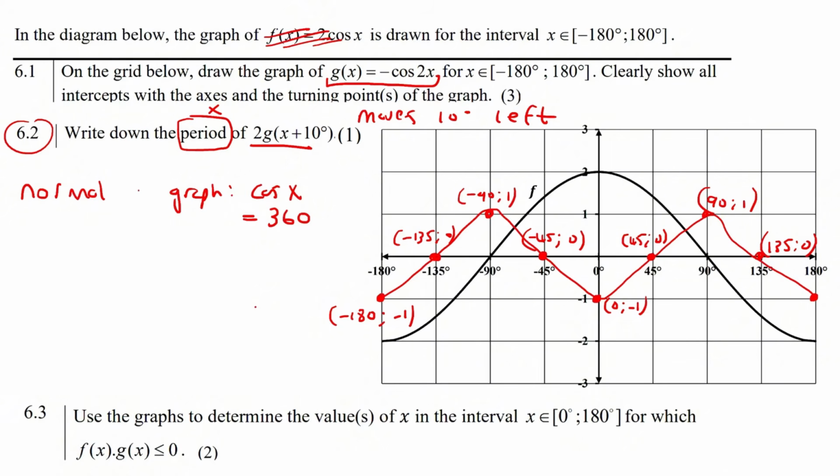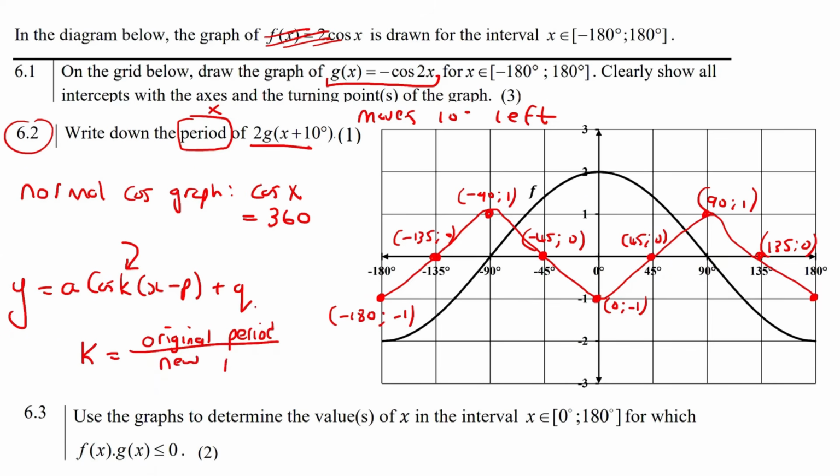If it is tan, then it is 180. Okay, so a normal cos graph is that. When they put the number 2 over there, or any number over there, then it changes the period. Remember that the standard equation for a sin, cos, and tan graph goes like this. Now remember, this k value, which is with the x, changes the period. So to work out, k is always equal to the original period divided by the new period. So we know that k is 2. We know that the original cos graph, like a normal cos graph, is always 360. And now we're trying to work out the new period.